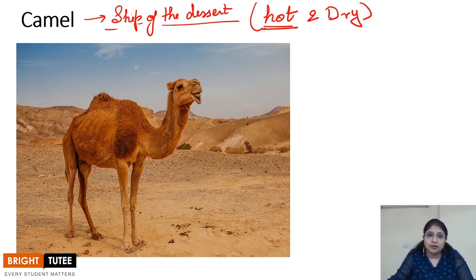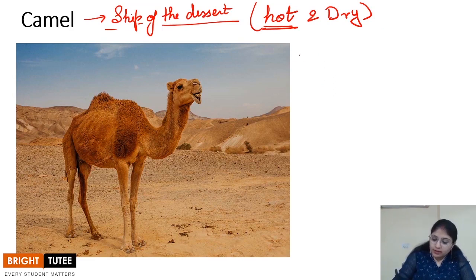So what does it have to save itself from? First of all, it needs to save itself from the heat, and second, it needs to conserve water to survive. These are the two basic things the animal needs to do, right? In the camel, we find different characteristics which help it achieve these goals. What are those characteristics? Let's discuss.